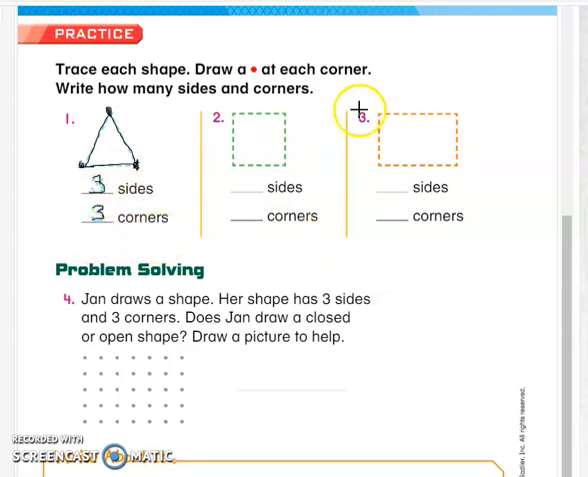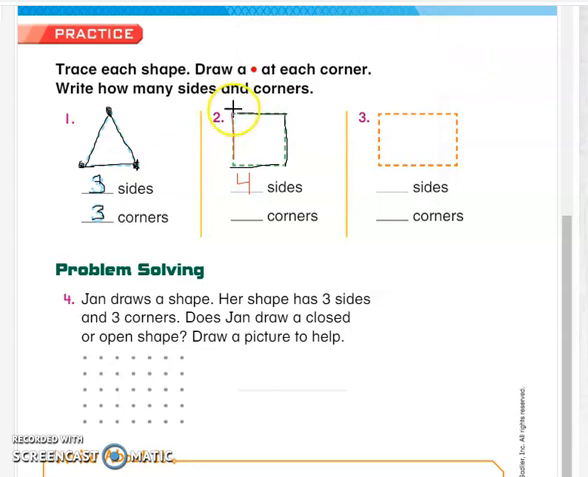All right, let's try number 2. Again, I'm going to trace and count my sides first. So I have 1, 2, 3, and 4. All right, so my square has 4 sides, okay? And they're all the same length. I have 4 sides. Now let me try and draw my little circles for the corners.